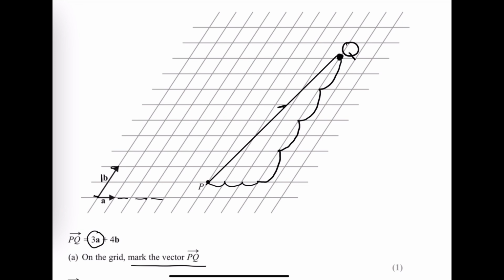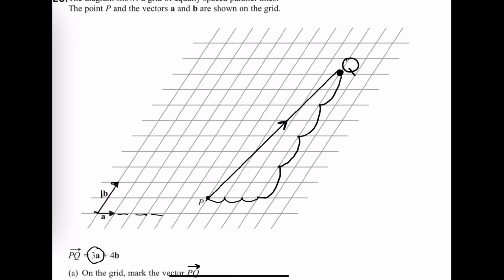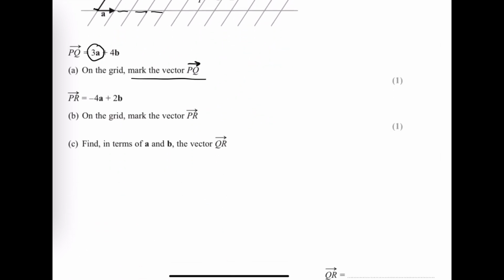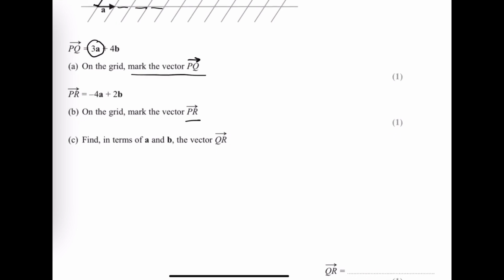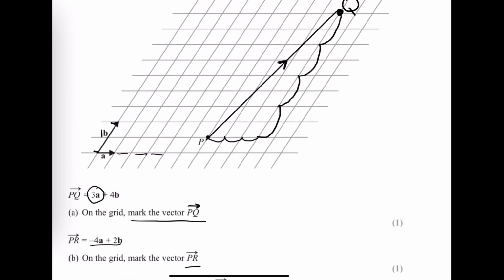And we'll do an arrow to show which way it's going. So because it's P to Q, then we'll do PQ. Okay, so on the grid, mark the vector PR. So we can see over here what it is. So this is P to R, so we can just do it the same way, but this time it's minus.